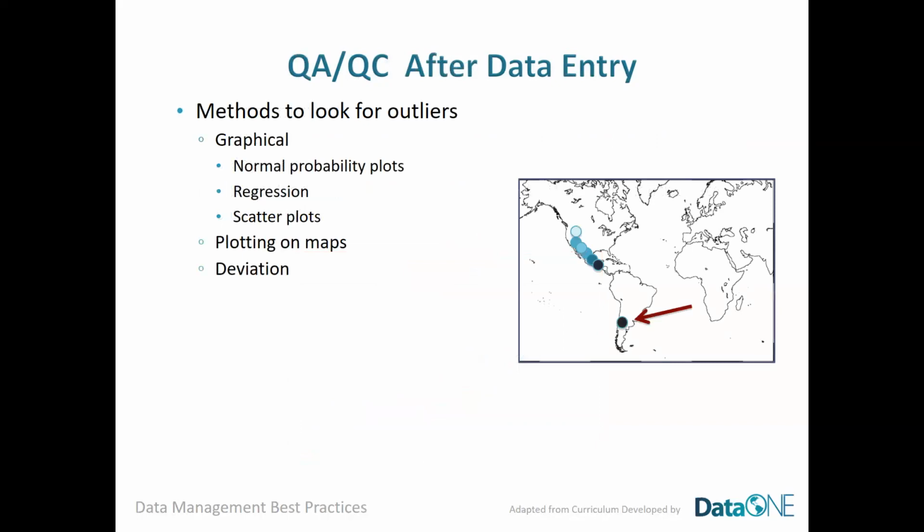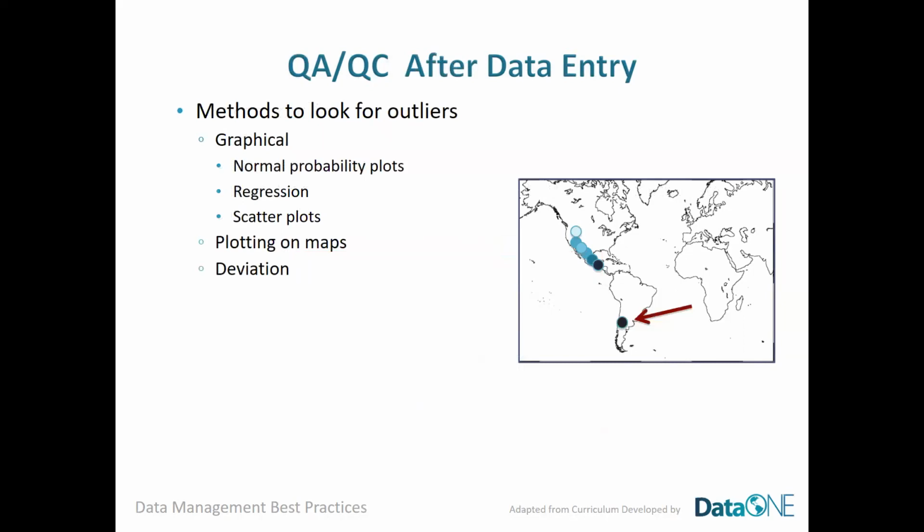Another common strategy for identifying outliers is to use graphical methods such as normal probability plots and regression or scatter plots. And if the data have some geographical component like latitude and longitude coordinates, you can map those points to ensure that those latitude and longitudes were correctly entered. This map shows an example of an error that was a result of misentering latitude data.